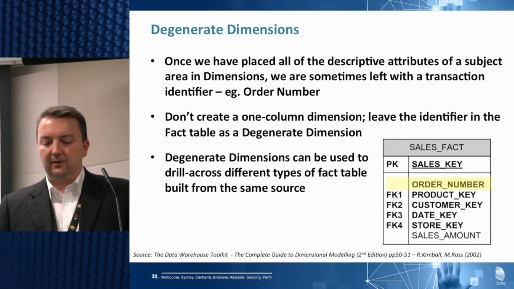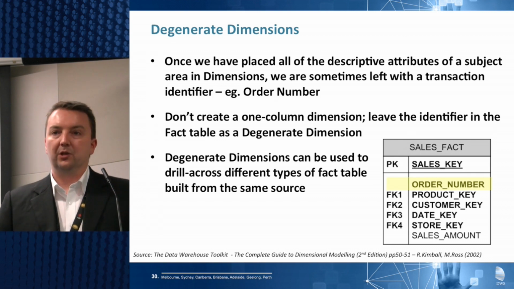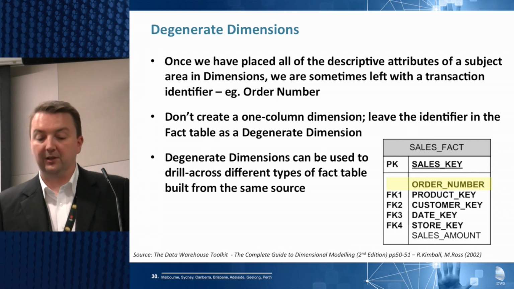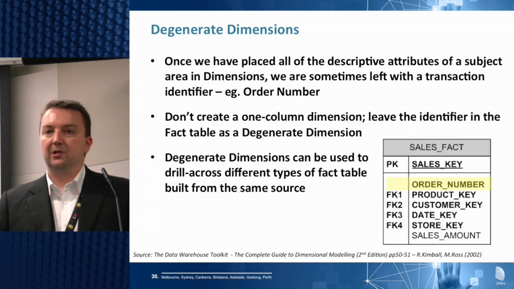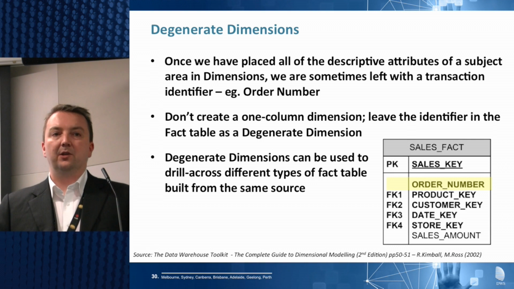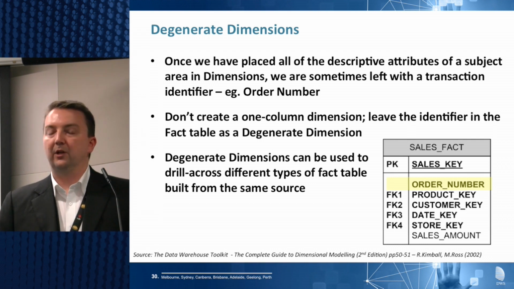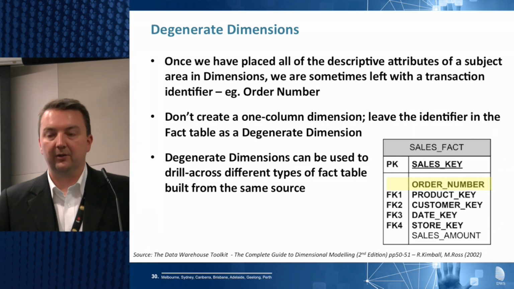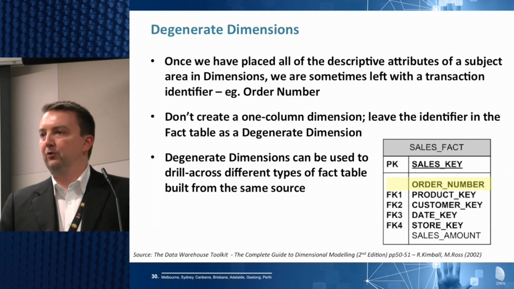So we call this a degenerate dimension. It's arguably a dimensional attribute, but it doesn't live in a dimension, it lives in the fact table. Just leave it in the fact table. It's not interesting analytically, right? We don't roll up and drill down on the order number, but we do drill through on it.